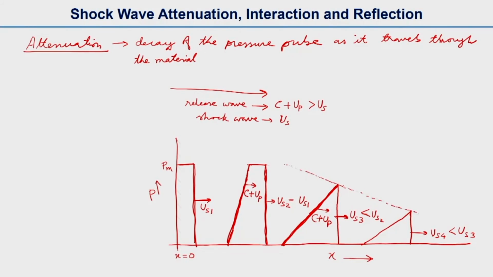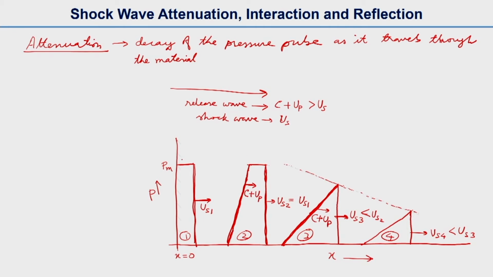So here, suppose this is case 1, case 2, case 3, case 4. In case 2 the release wave is still behind the shock wave, but in case 3 the release wave has already overtaken the shock wave, and that is why the peak pressure that was earlier Pm has now been reduced, and similarly for case 4 it is reduced even more, to a much lower value.